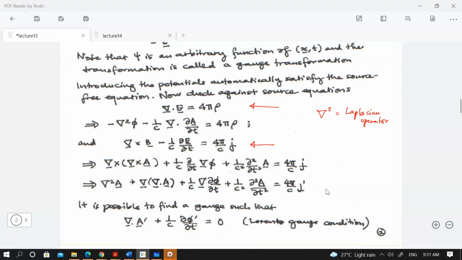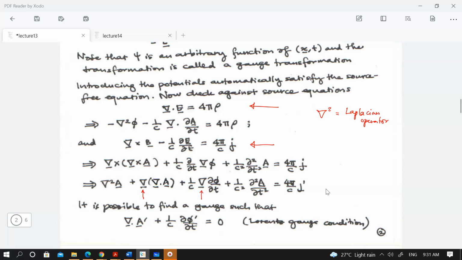Okay. Now, let's look at those terms individually and try to see where we can actually simplify things. Well, one of the things that we can actually see over here, here you have your gradient here, here you have your gradient here.